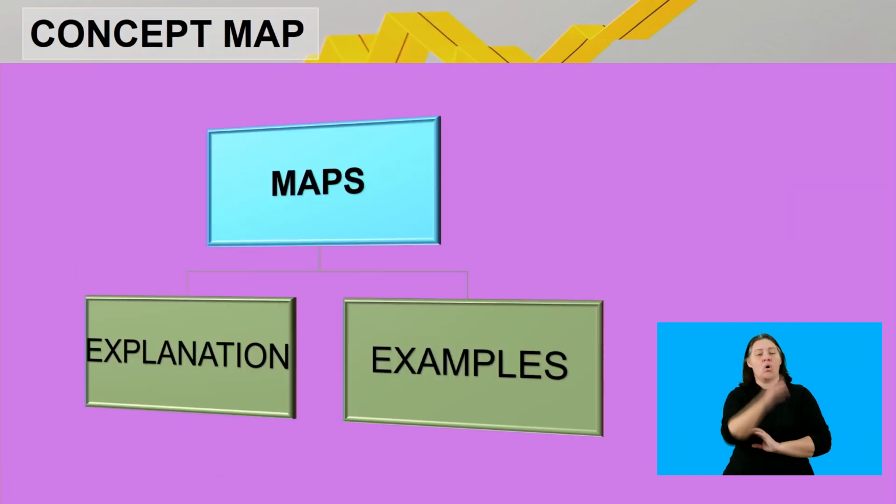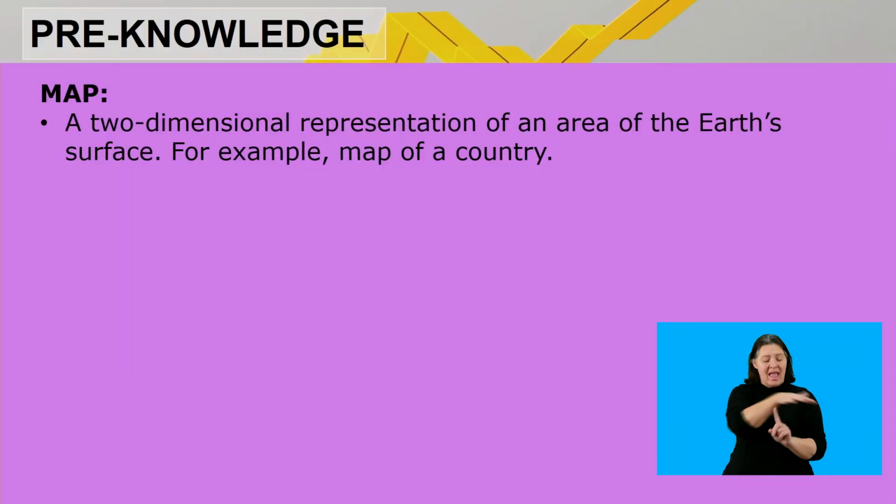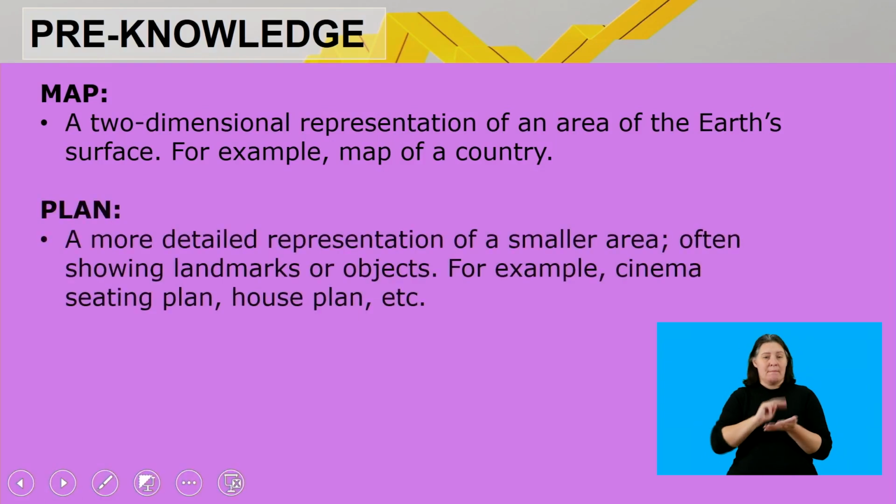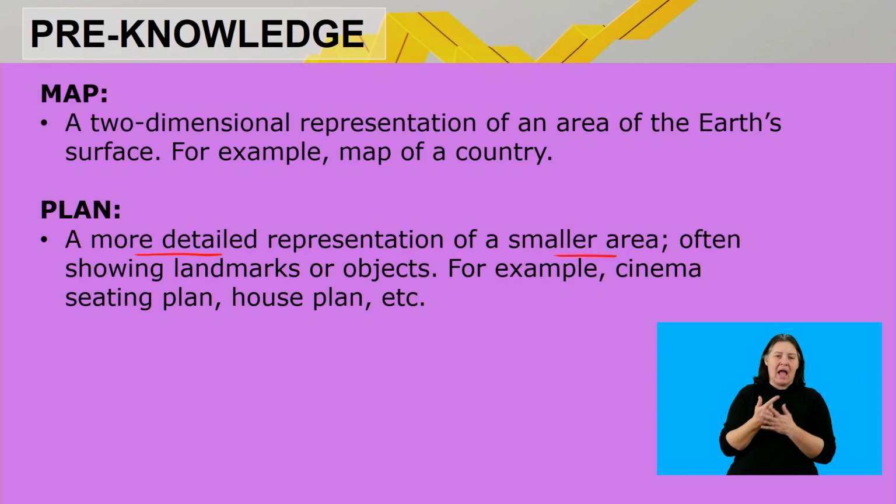Now let us quickly look at our concept map. As I've indicated, our focus today is on maps, and we look at explanation as well as some examples. Now let's quickly look at some terminology. First of all, a map is a two-dimensional representation of an area of the Earth's surface. For example, a map of a country. Then a plan. Now a plan is a more detailed representation of a smaller area, often showing landmarks or objects. For example, a cinema seating plan, a house plan, etc.